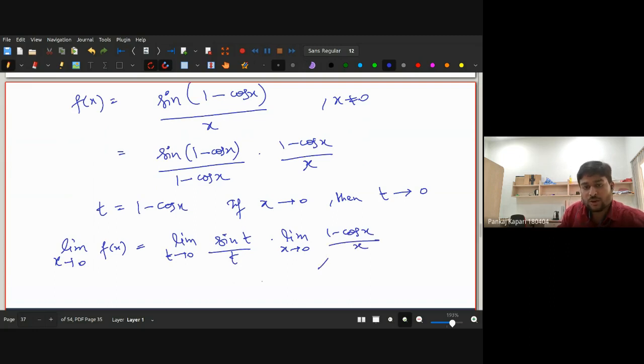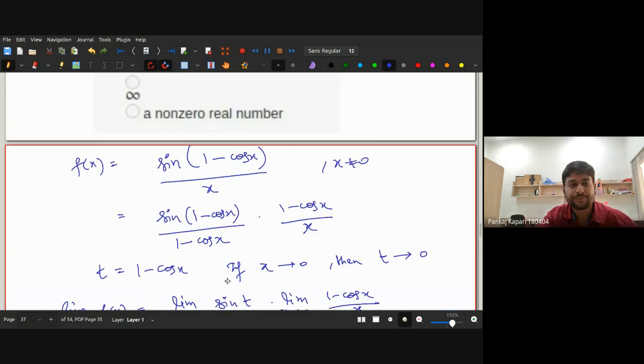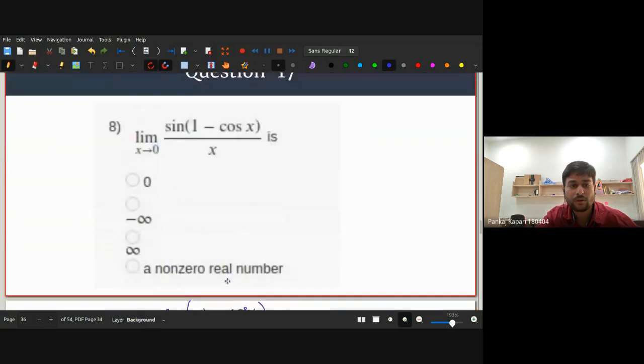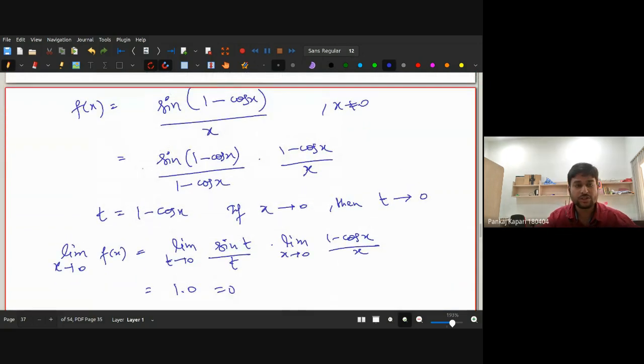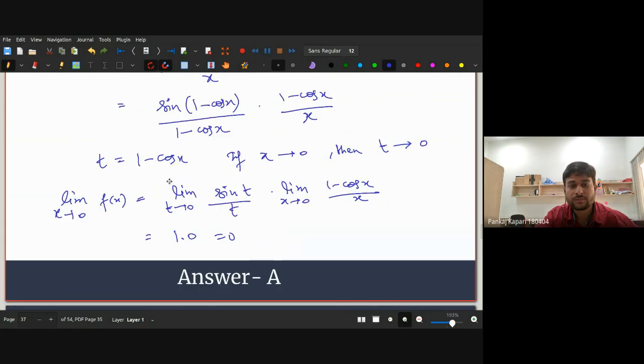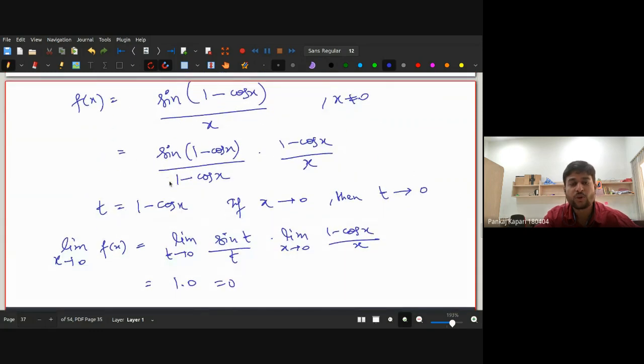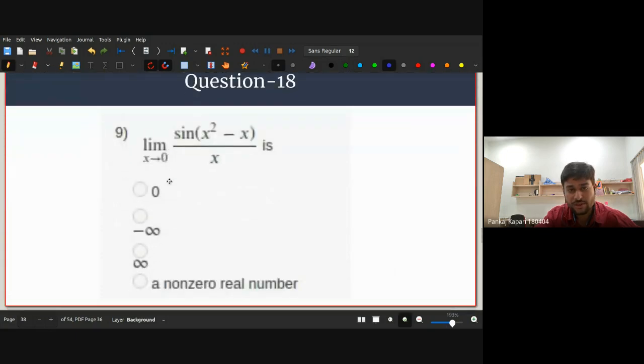Now this limit is 1 and this limit is 0. So these are standard limits. 1 into 0, which is 0. So the first option is correct. Okay, any questions till now? Okay, let's move to the next problem if there are no questions.